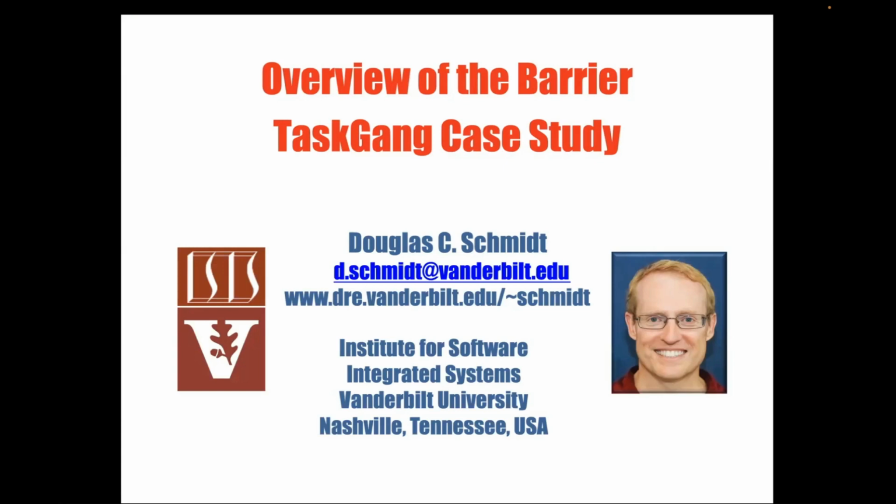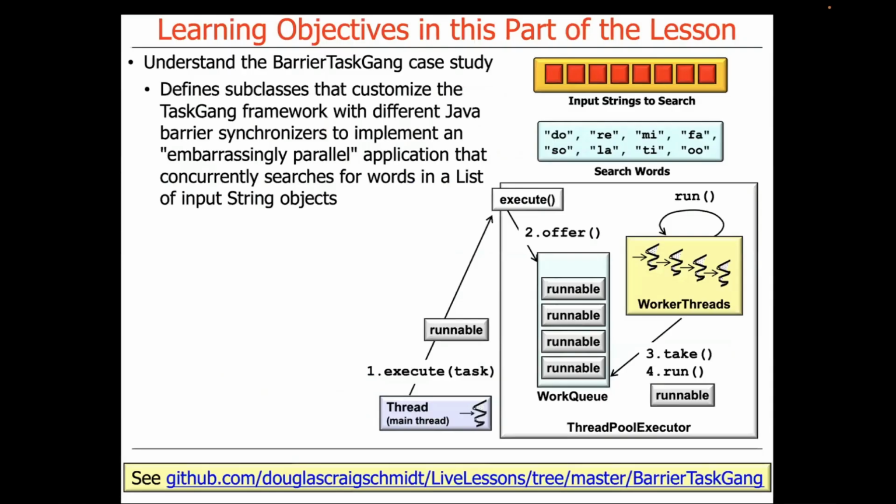So we're going to pick up now with our next case study, which is something called the BarrierTaskGang case study. And this will show how to customize the TaskGang framework using different Java barrier synchronizers to implement an embarrassingly parallel application that concurrently searches for words in a list of input strings.